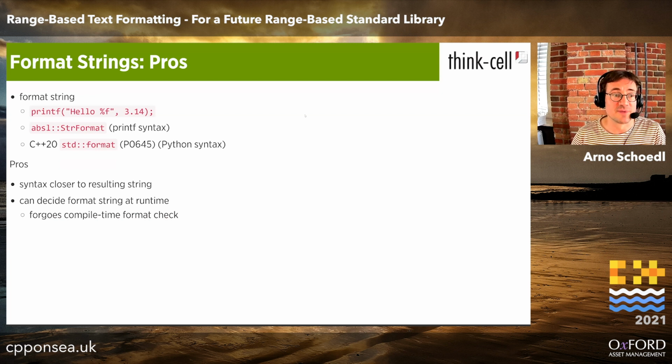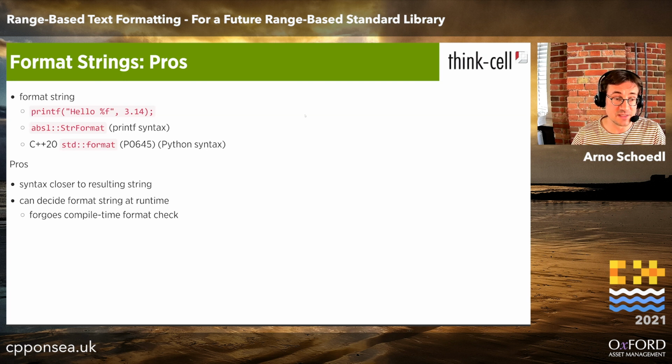Now, that starts with the format strings. So what are the advantages? The advantages of using format strings are that you can look at the format string and see what the resulting string would look like. It's much more similar to what the output would look like. And you can more easily decide on the format string at runtime.